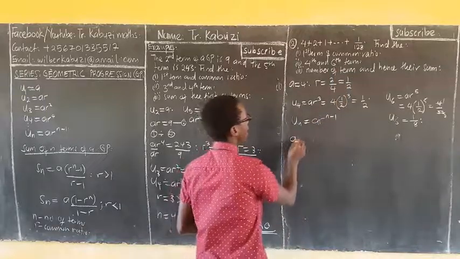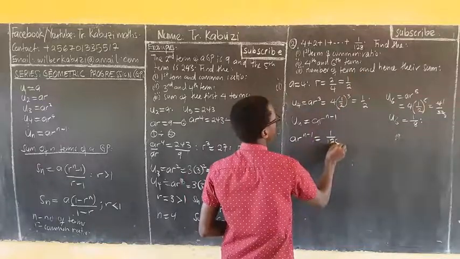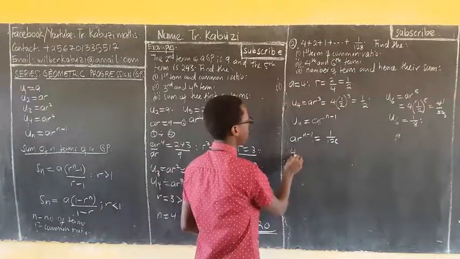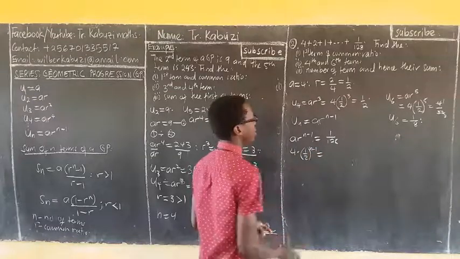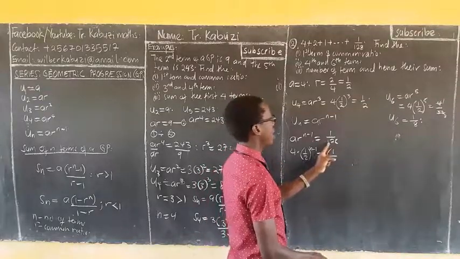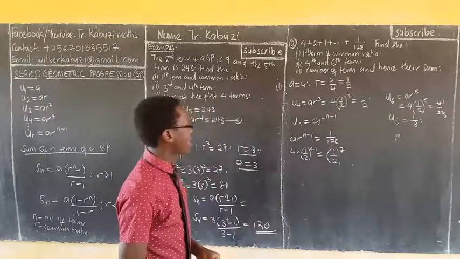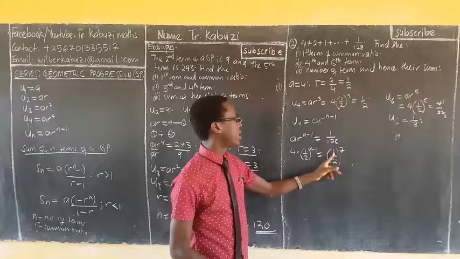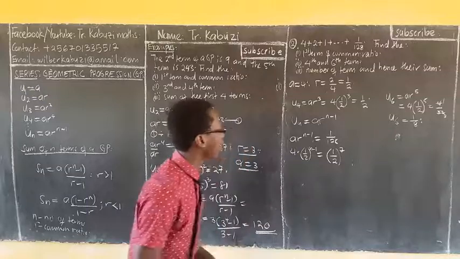So now ar^(n-1) is equal to 1 over 128. I know my r, and my a is 4, with r being 1/2. Then n minus 1 equals... I can express 1 over 128 as 1 over 2 to the power 7, because 1 to the power 7 is 1, and 2 to the power 7 is 128.